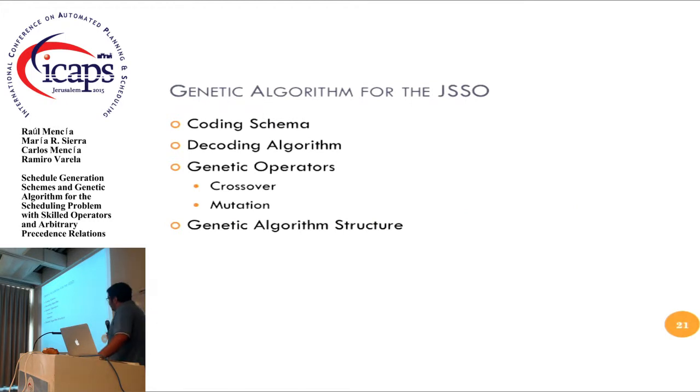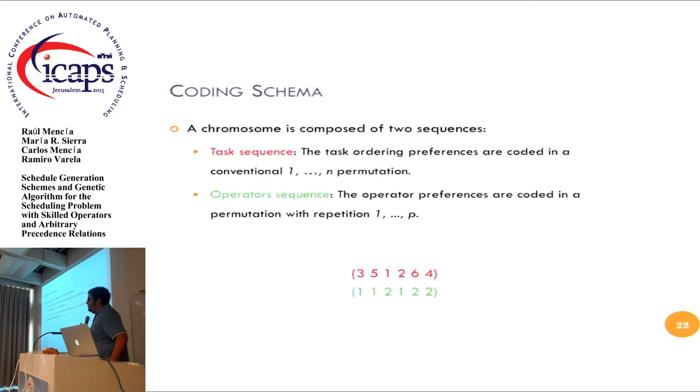Now I'm going to talk about the genetic algorithm that we use to solve this problem. We use the SGNT algorithm in the decoding part of the algorithm. I'll tell you how later. First, the coding schema. A chromosome is composed of two sequences: the task sequence, which is a conventional permutation where each task is represented by its number in the permutation.